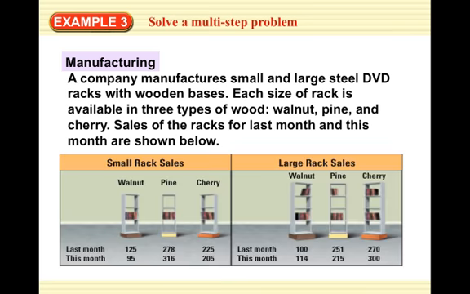Okay, so last month you can see for the small rack sales there were 125 walnut, 278 pine, and 225 cherry. And then this month there were 95, 316, 205. Okay, and then you have similar information for the large rack sales. And this is on your note sheet, a little different format, but you have the same information.